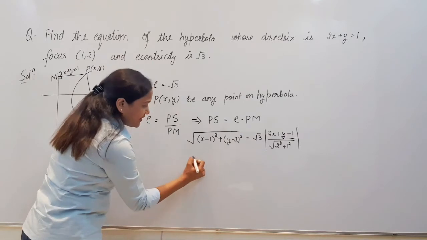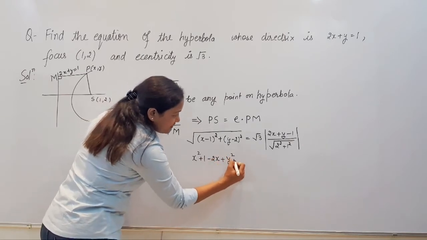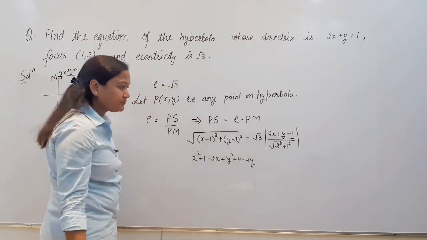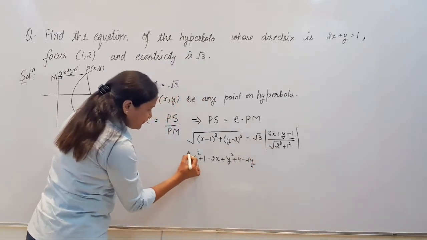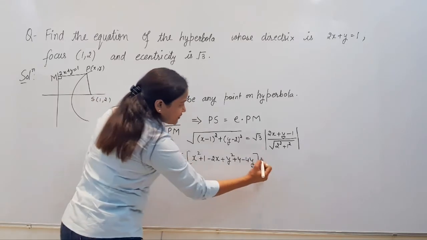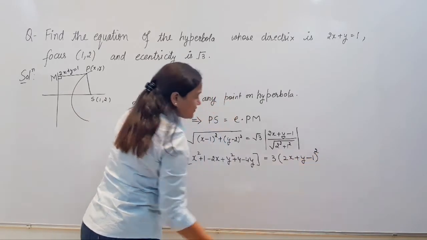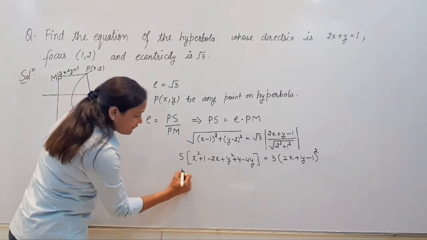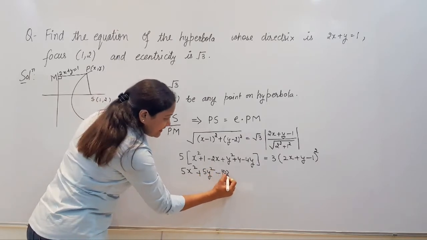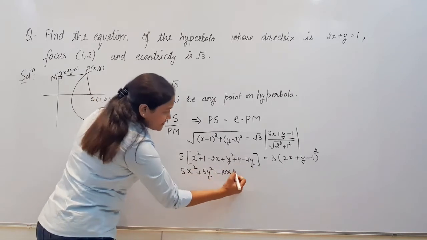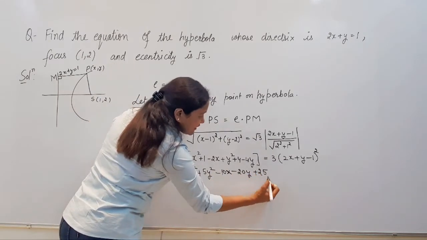Now squaring both sides we get x² + 1 − 2x + y² + 4 − 4y. आपका यहाँ ये क्या आ जाएगा? √5. तो √3 अपॉन √5, तो 5 आप यहाँ पर मल्टीप्लाई कर सकते हैं और 3 आपका यहाँ है, and it will be (2x + y − 1) whole square, and this is equal to 5x² + 5y² − 10x − 20y, 1 plus 4, 5. 5 multiplied by 5 is 25.